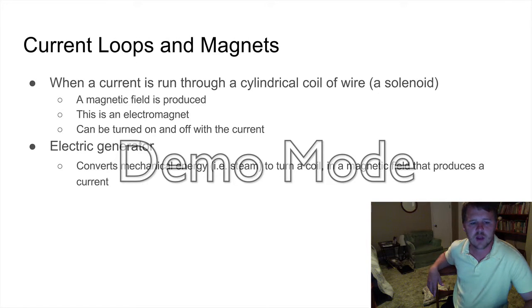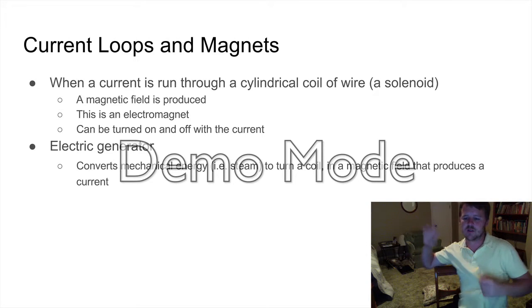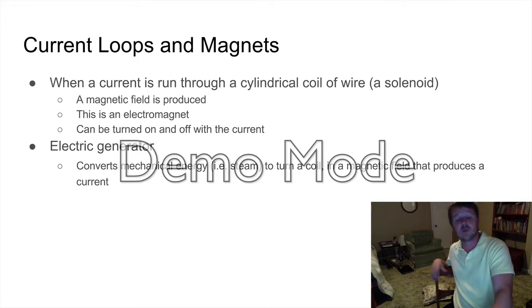So now let's say, where does this apply to the real world? Well, electric generators. They convert mechanical energy like steam or gasoline, like if you want to talk about the generator at my house for snowstorms, which we've never used. It will convert steam or gasoline to turn a shaft or a coil in a magnetic field that produces a current. So it uses that magnetic field to produce a current. Pretty neat stuff.